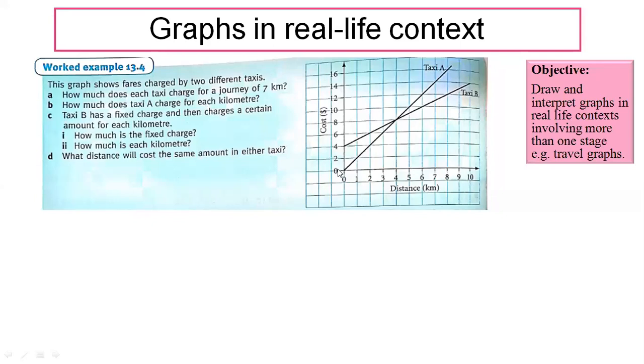$2. Excellent. Look, this is taxi A. After 1 kilometer, he charges $2. 2 kilometers, 4. 3 kilometers, 6. 4 kilometers, 8. So we skip count by 2. Excellent, Zena. Thank you very much. So how much does taxi A charge for each kilometer? $2. Okay, let's go to question C.